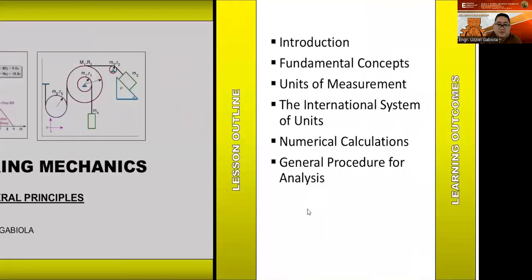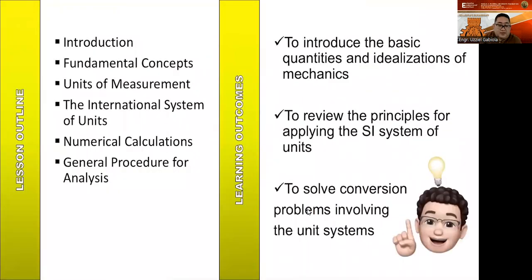Okay? So our lesson outline for today are as follows. So we will have an introduction about mechanics. We will discuss the fundamental concepts used in mechanics. Of course, including also yung units of measurement na consider natin. Discuss also yung international system of units na ginagamit worldwide. Numerical calculations considerations, and also yung general procedure natin for analysis when dealing with problems in engineering mechanics.